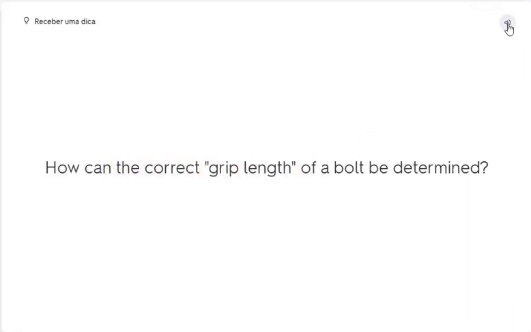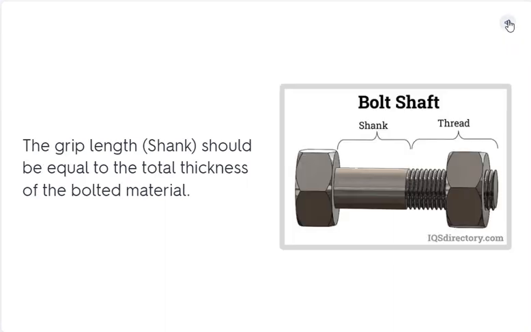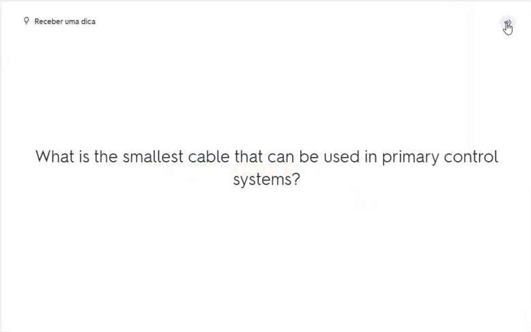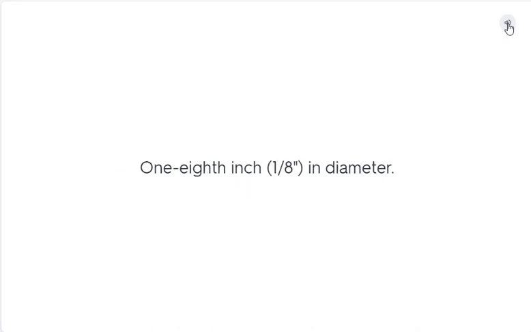How can the correct grip length of a bolt be determined? The grip length should be equal to the total thickness of the bolted material. What is the smallest cable that can be used in primary control systems? 1/8 inch in diameter.